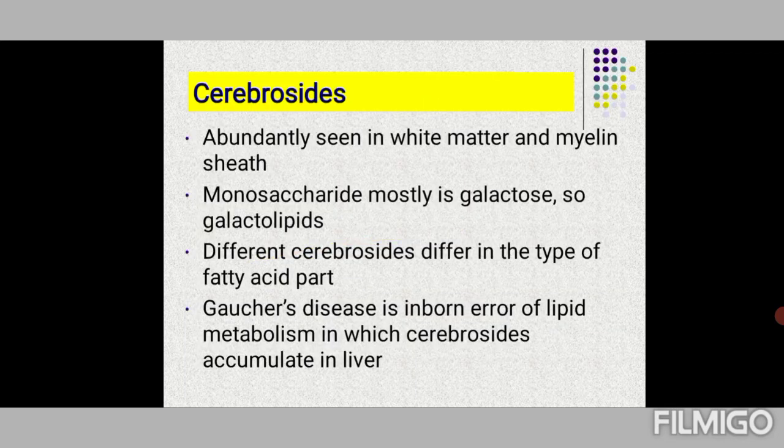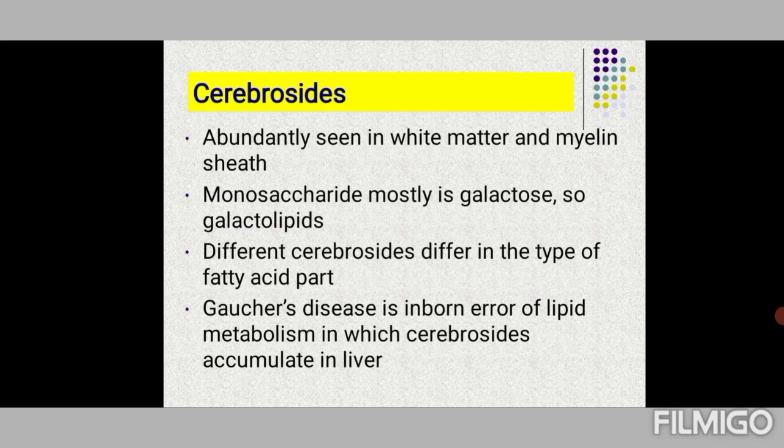Let us see what cerebroside does in our body. Cerebroside is abundantly seen in white matter and myelin sheath. The monosaccharide is mostly galactose, sometimes glucose also. So it can be said to be a galactolipid. Different cerebrosides differ in the type of fatty acid part. Obviously, the fatty acid can be different in different cerebrosides, as in the case of phospholipids and triglycerides also. If the fatty acids are different, the name or the behavior also changes.